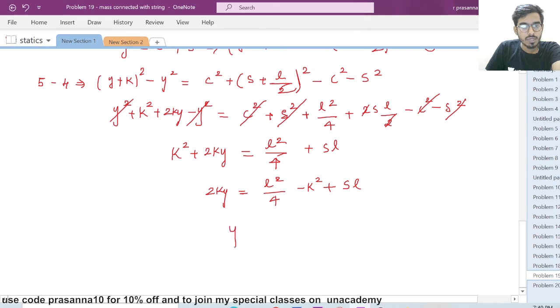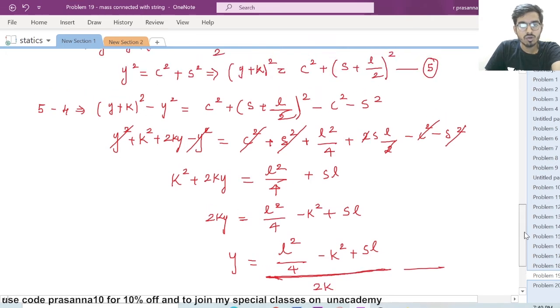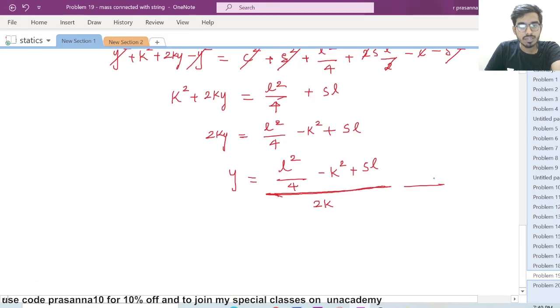So we will have y equal to L square by 4 minus k square plus SL, whole divided by 2k, right? This is what the y value is. So let us mark this as equation number 6, right? Same as the previous problem. Now what is the tension at A?